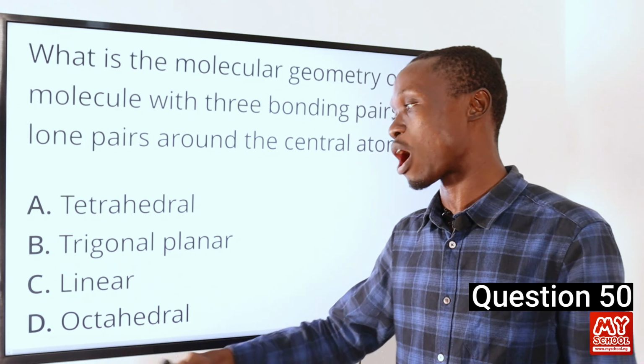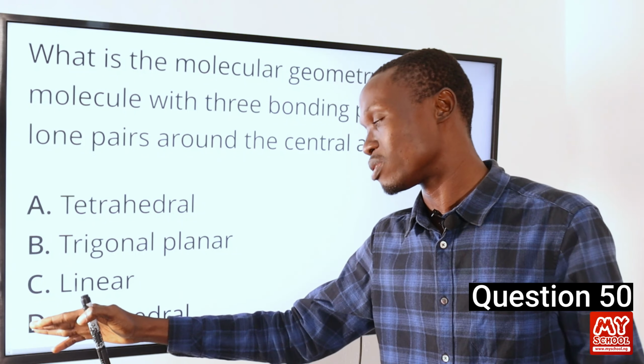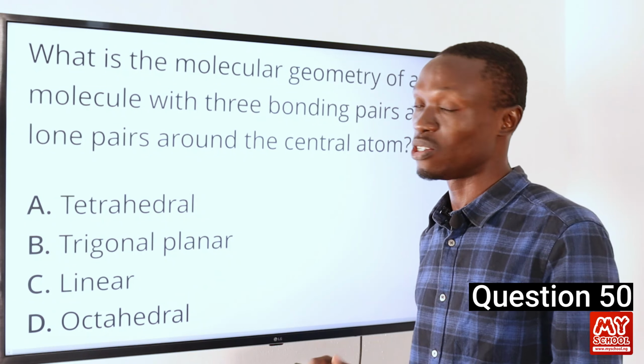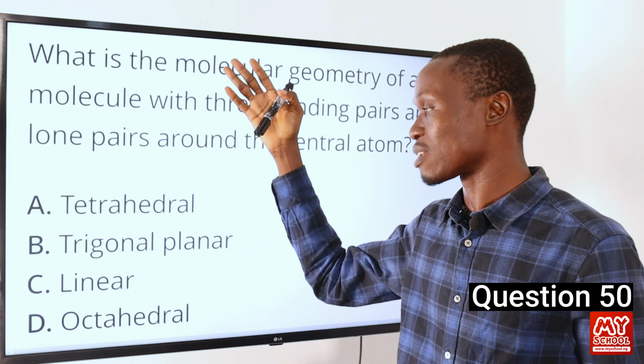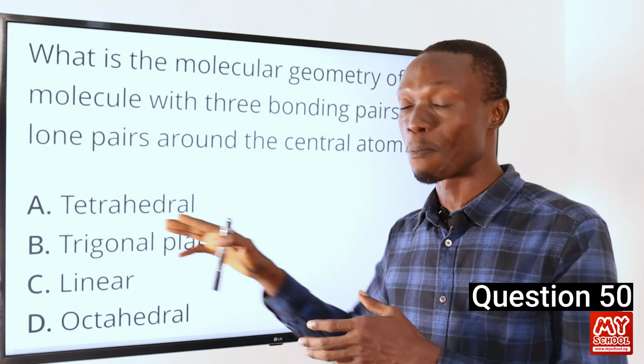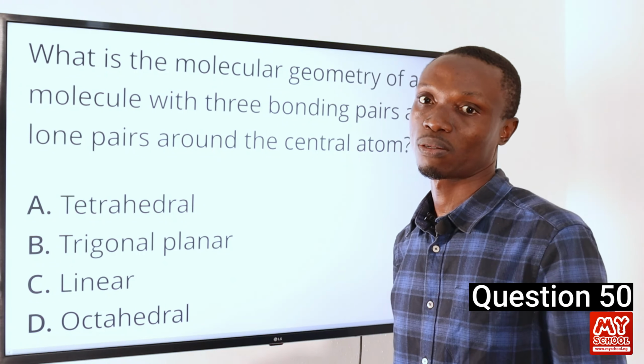Then option C will have linear. Then option D will have octahedral. A substance that has this shape is diamond. So the answer to this question, or what is actually described in this question, is option B. So option B is the correct answer.